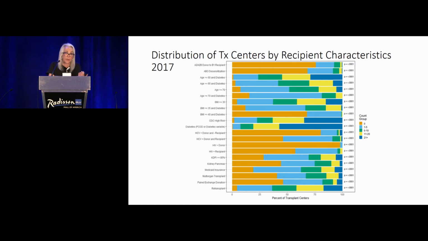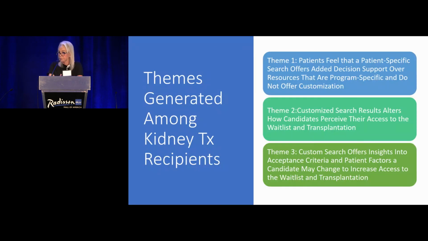And that's what I've heard from patients. That's what you want. You want to know how many centers actually participate in the donor exchange. How many centers actually do patients with BMIs greater than 40? How many centers do patients who are maybe A2 to Bs? That's the information you want. You also want the specifics of that program, and you want your referring doctors to have that.